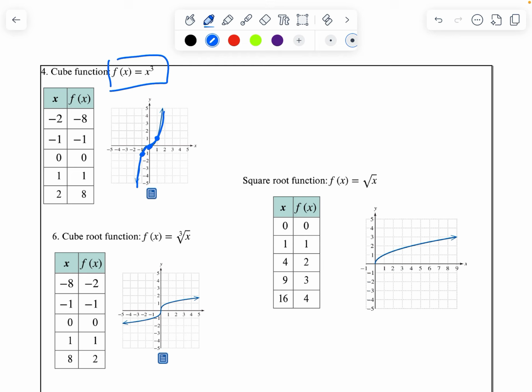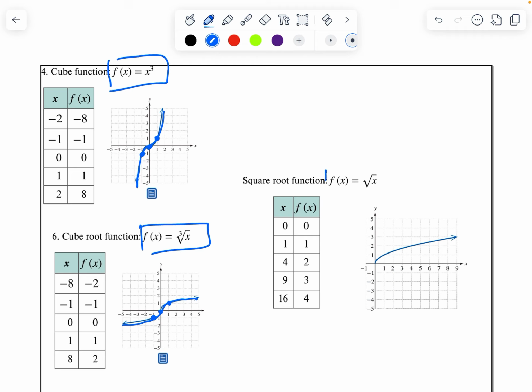The inverse of the cube function is the cube root function. There's its parent function, cube root of x. It also goes through 0, 0, 1, 1, and negative 1, negative 1. But instead of being a vertical S shape, it's a horizontal S shape. Again, curved and not pointed.